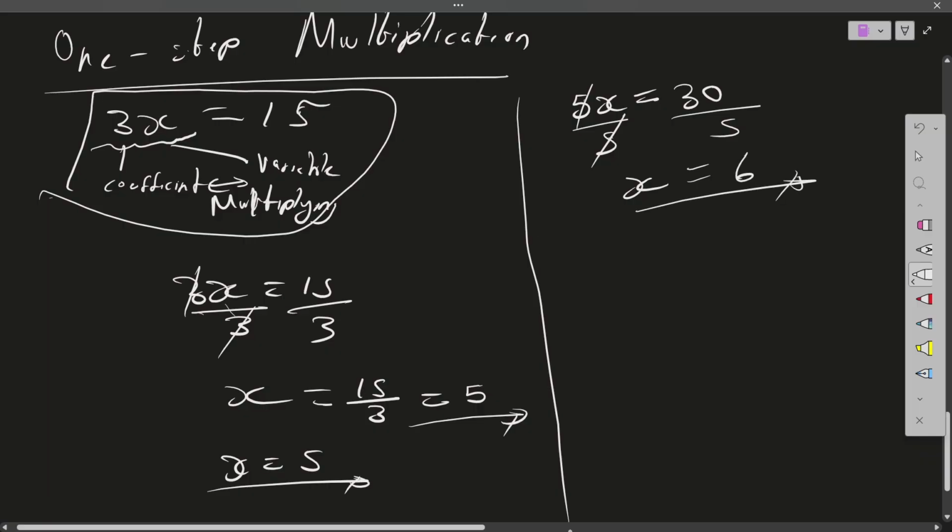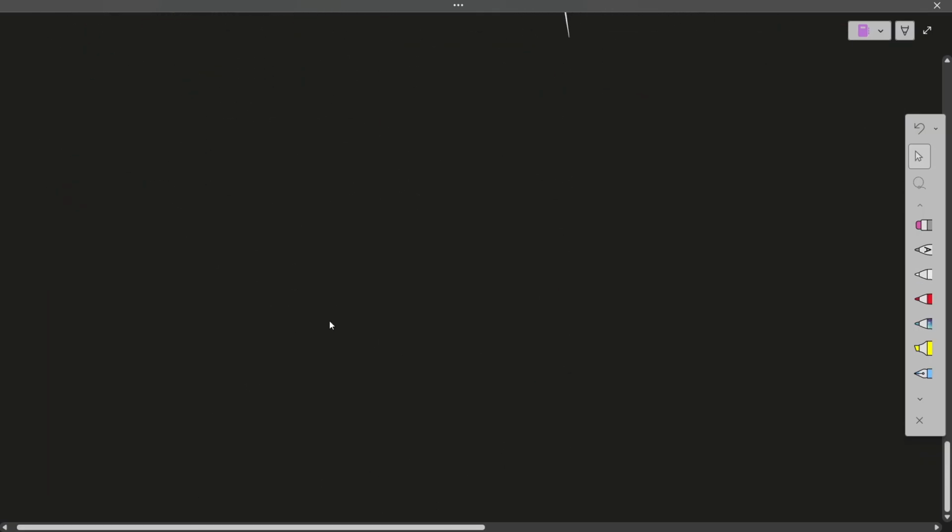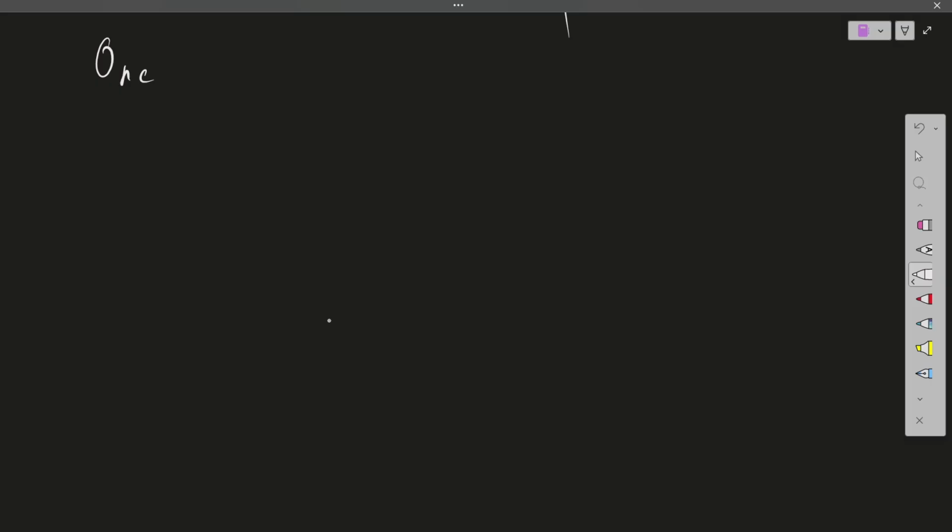So let's go back. I want to show you something. 5 times, in the place of x, put that 6. What is 5 times 6? It is 30. So that is the key idea here, right? So let's do our one-step division.